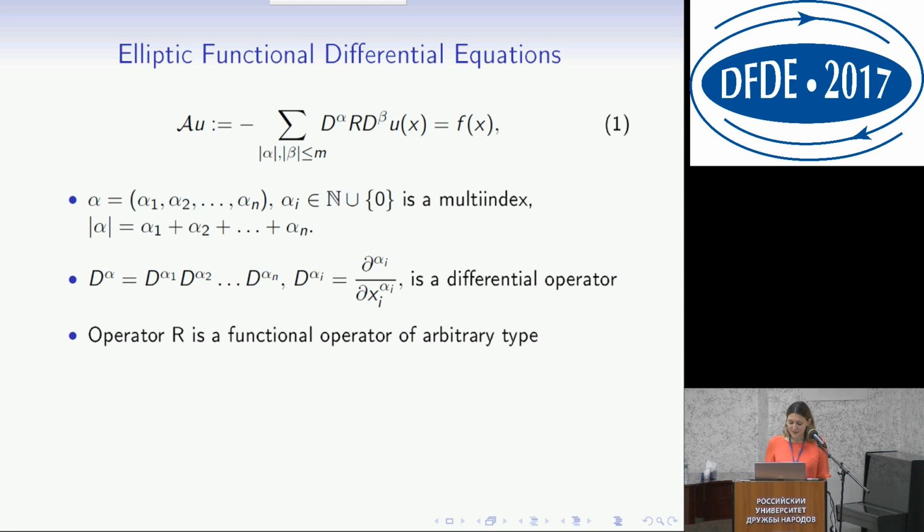I should also say that to have a really elliptic equation, one has to prove conditions of ellipticity. For functional differential equations, we generally use a Gårding-type inequality that is equivalent to the condition of strong ellipticity for partial differential equations. But this is not the topic of my talk today.